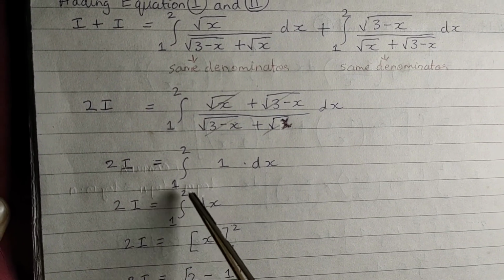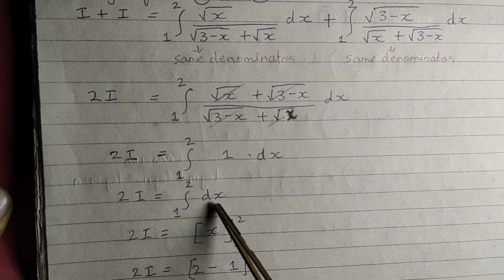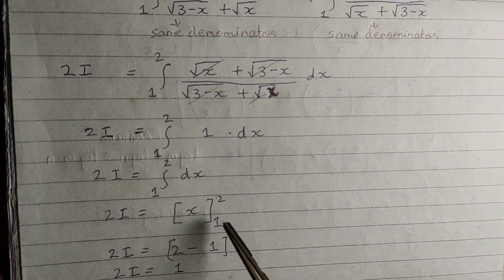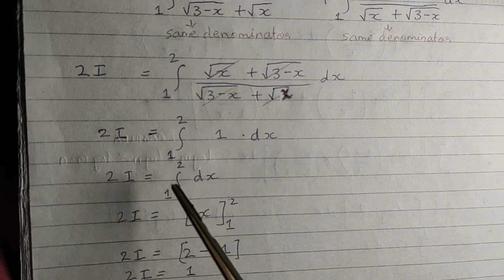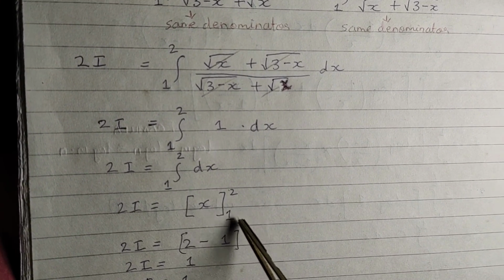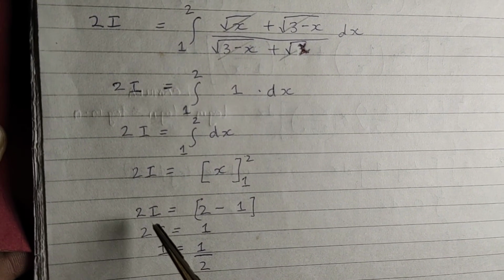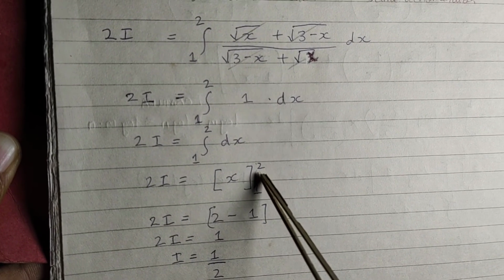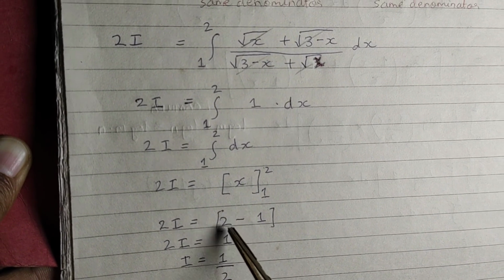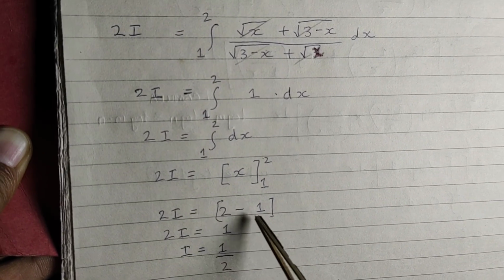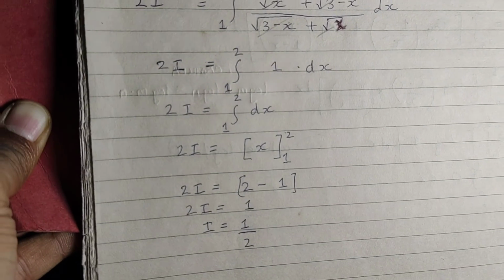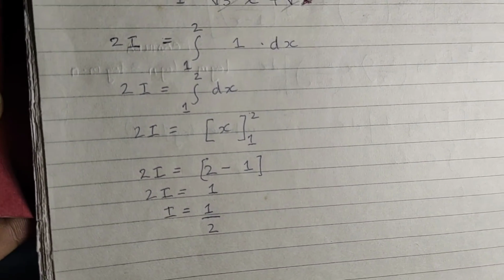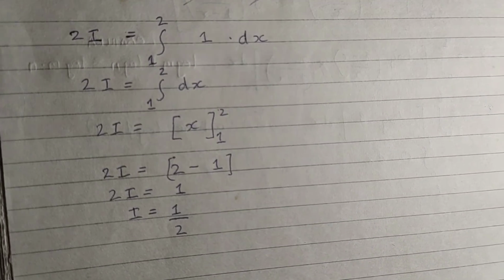So lower limit 1, upper limit 2, integration of dx. You know the integration of dx is x itself. Since you have done the integration, you need to put the limits, lower limit 1 and upper limit 2. On the left hand side it is 2I. Instead of x, you put the upper limit minus the lower limit, so 2 minus 1, you get 1 itself. When you bring this 2 to the opposite side of the equation, it gets divided. So this is the final answer: I is equal to 1 by 2.